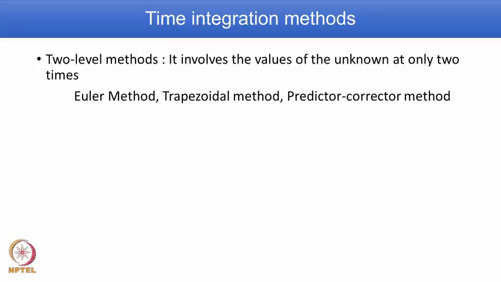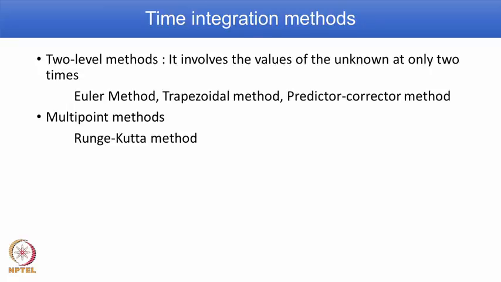So, there are many methods available. First, we will see two level methods. Two level corresponds to, it involves values of the unknown at two time levels. Under two level methods, we have Euler method, trapezoidal method, predictor corrector method. Then there are multi-point methods.